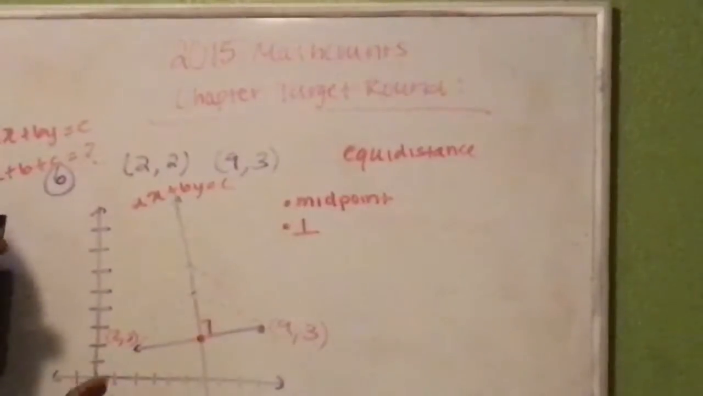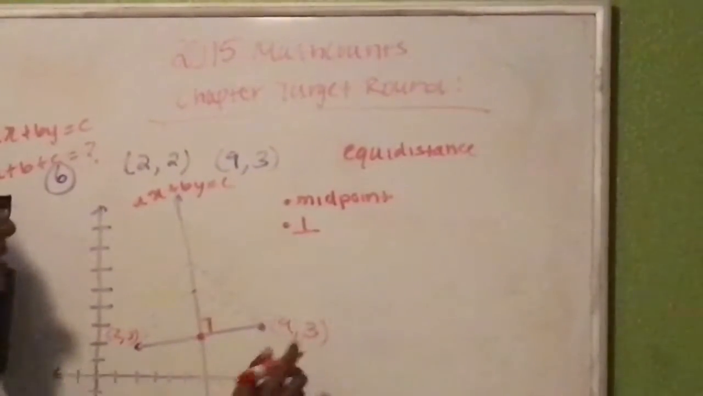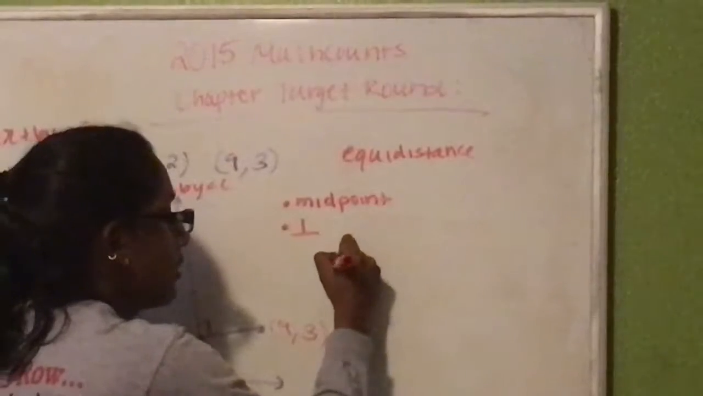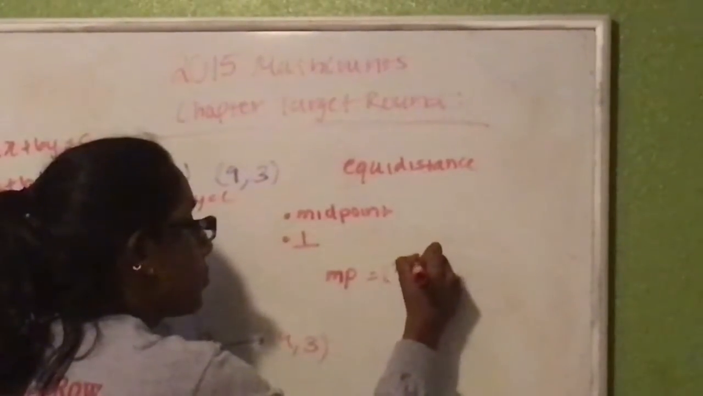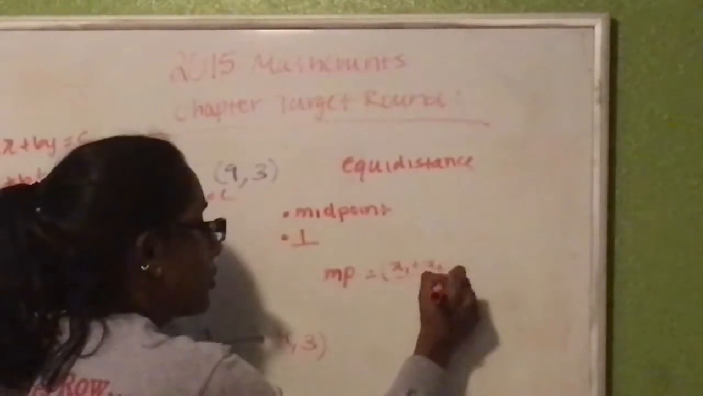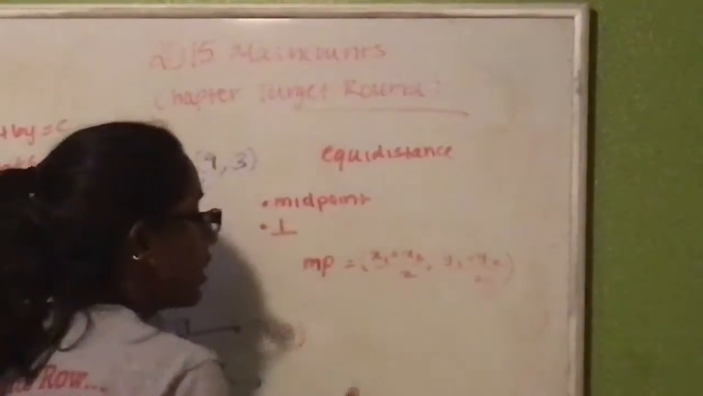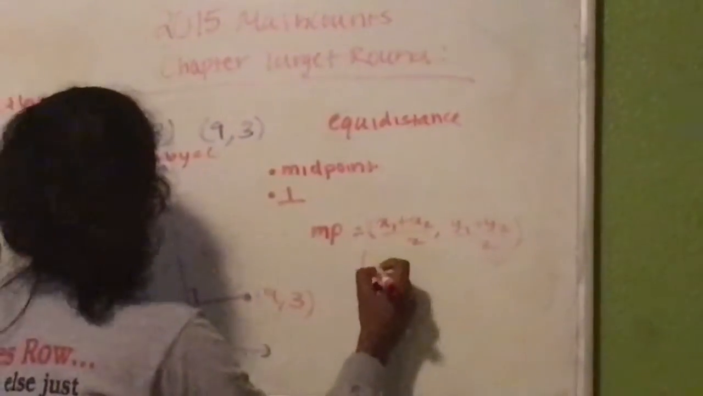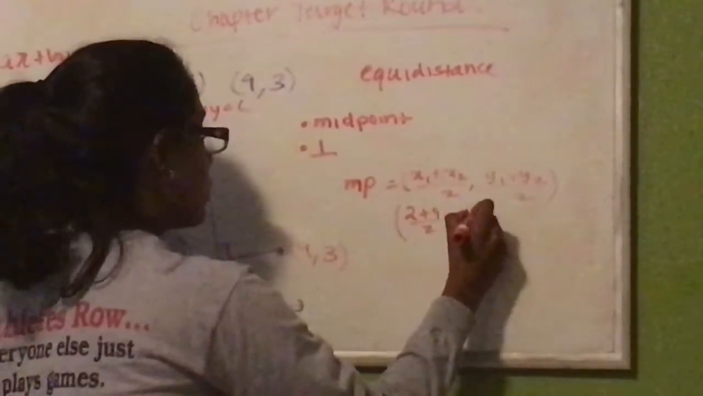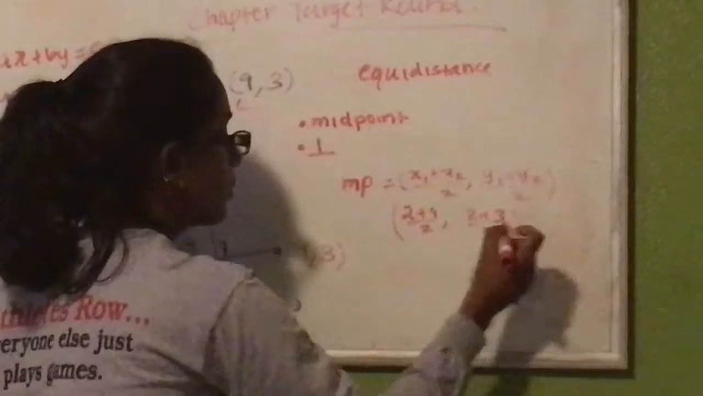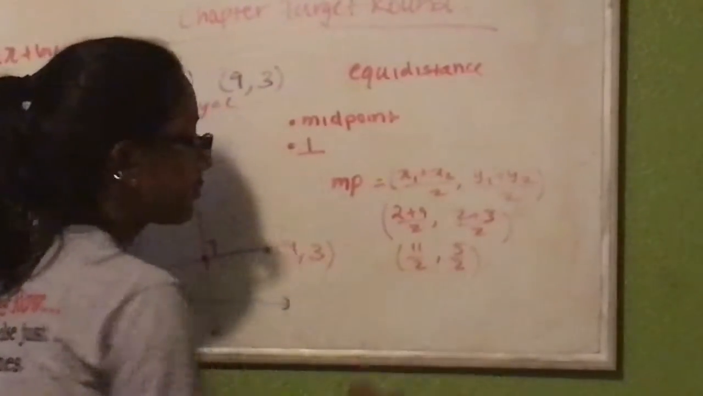First off, to find the midpoint, we need to average the coordinates for these 2 points. So the midpoint formula is equal to (x1 plus x2 divided by 2, y1 plus y2 divided by 2). So that gives us (2 plus 9 divided by 2, 2 plus 3 divided by 2), and that gives us (11/2, 5/2).